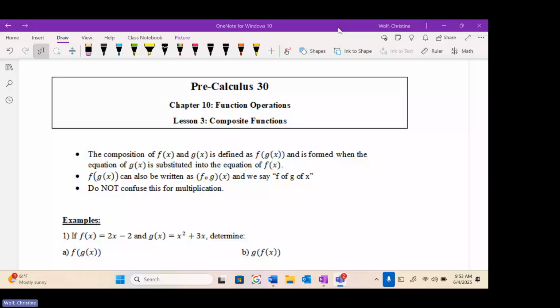Terms of operations. Those are the 4 operations. So what we're going to do today is we're going to get a little bit wild and we're going to do composite functions. That means we are putting one function inside of another function, okay?